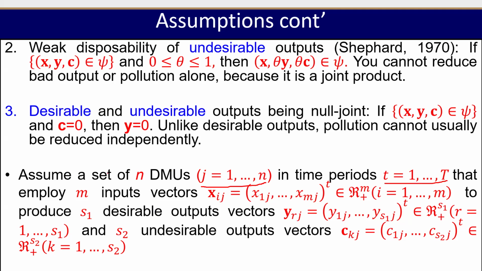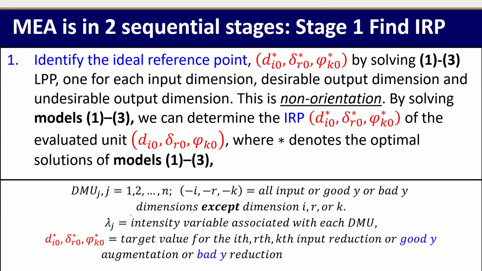These firms are using M inputs, and this is in vector form, so all of this represents the input vectors. They are using that to produce the good output, the maximum of which is S1, and the bad output, the maximum of which is S2. So this is the environmental production technology that we have.